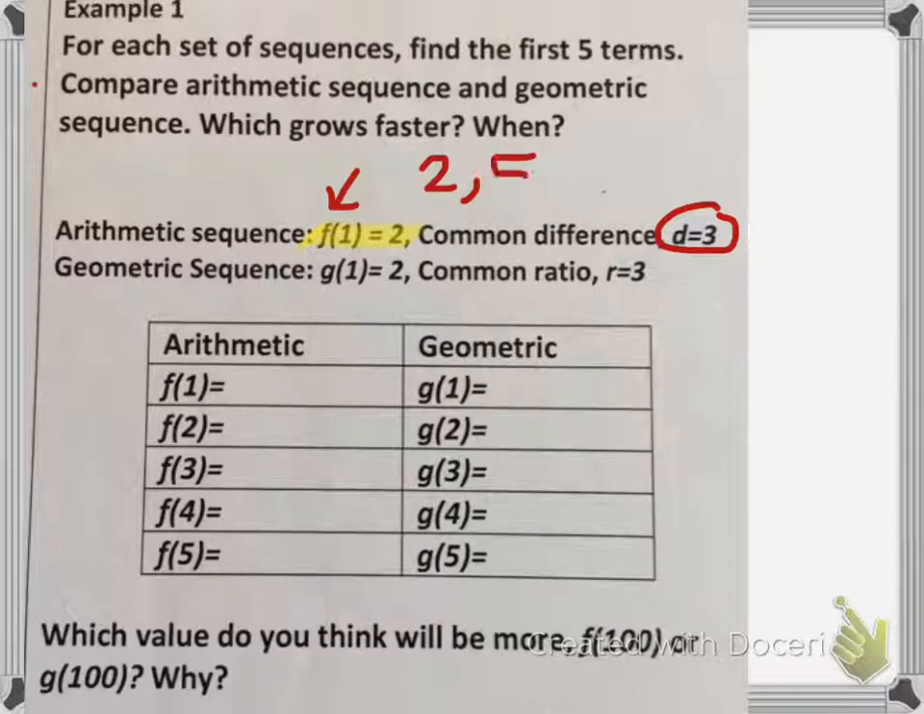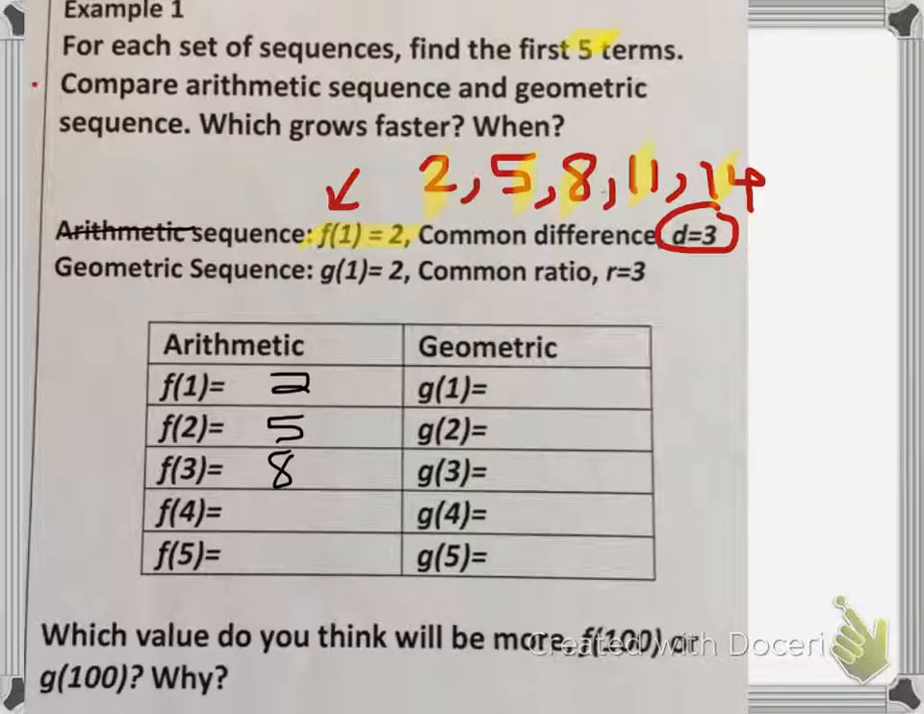So 2 plus 3 is 5, which is my next term. 5 plus 3 is 8, which is my next term. 8 plus 3 is 11, which is my next term. 11 plus 3 is 14. So I just found the first term, which they gave me, the second term, the third term, the fourth term, and the fifth term, which is what I was told to do: find the first 5 terms. So this is for the arithmetic sequence. I'm going to write my arithmetic sequence answers down here. I have 2 for the first term, 5 for the second term, 8 for the third term, 11 for the fourth term, and 14 for the fifth term.